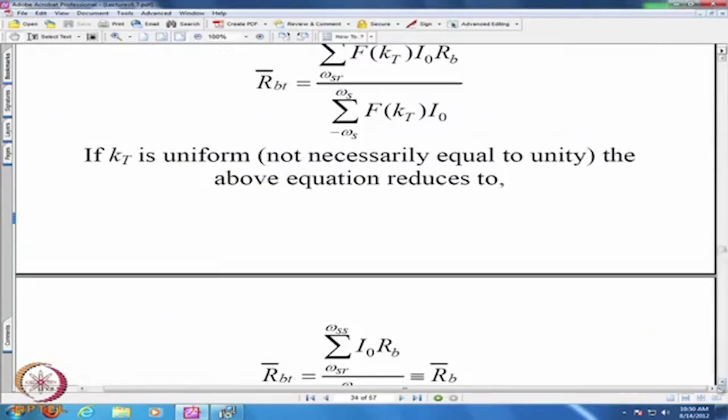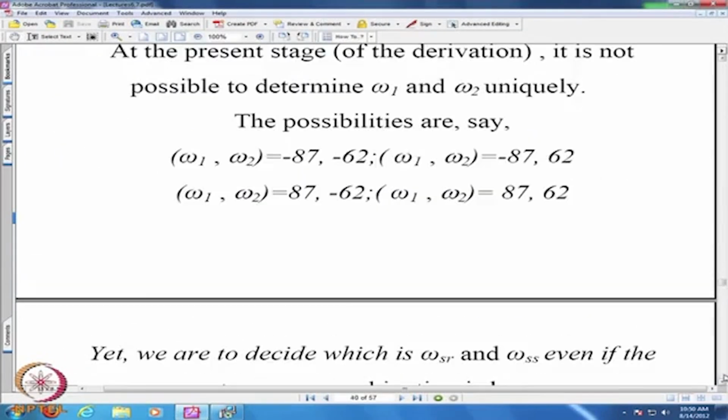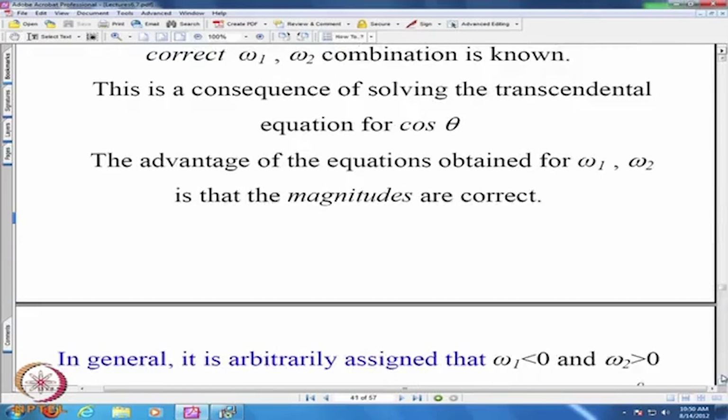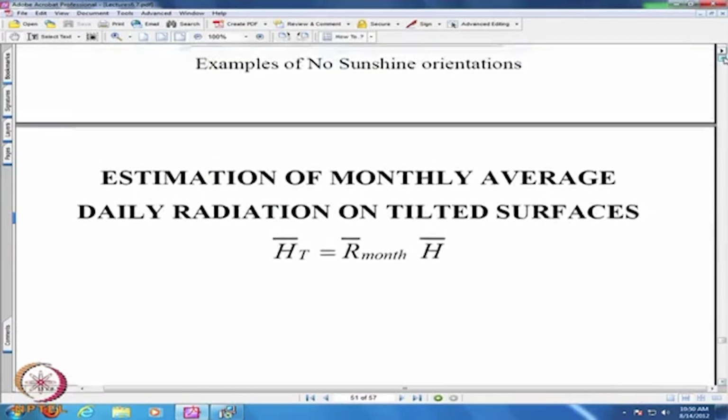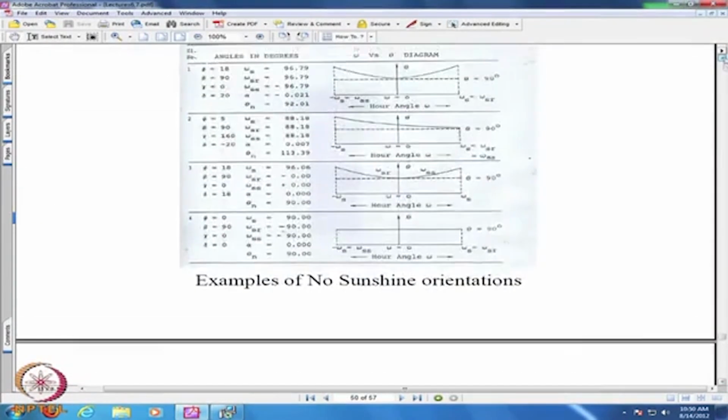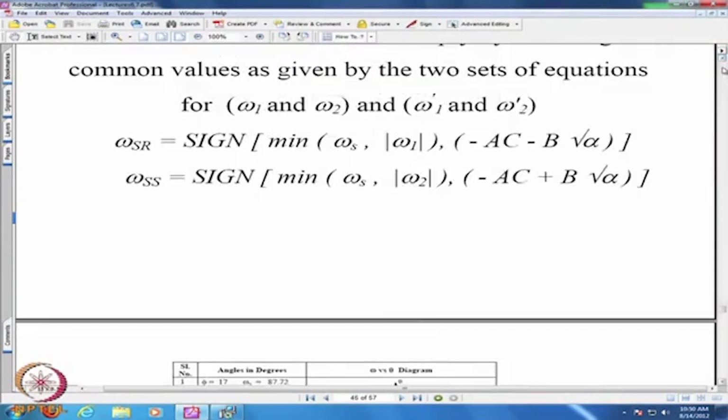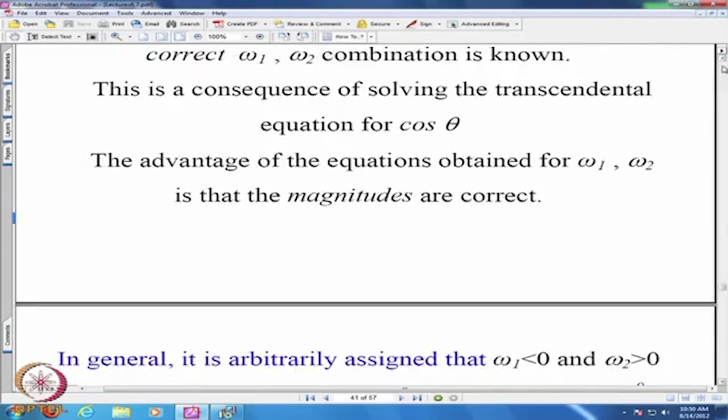and which you will in general find that the errors are larger if the surfaces are non-south facing and errors are smaller when the surfaces are south facing.